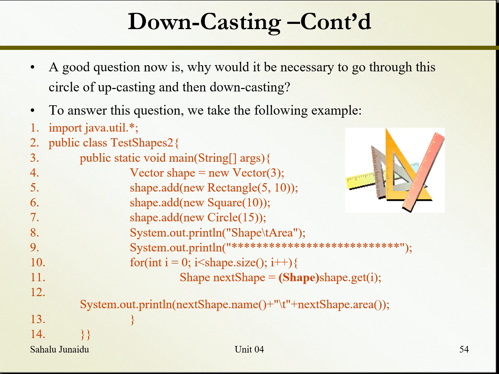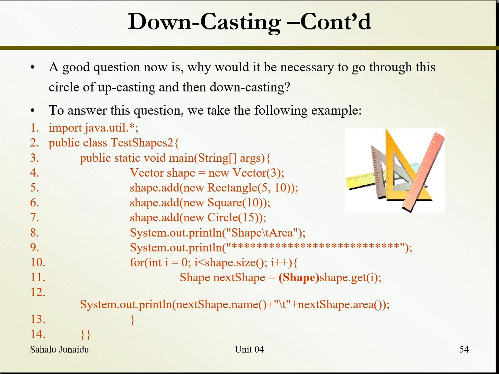This reference, remember, is of type what? Rectangle. Meanwhile, at this point in time, you have cast this rectangle to be of type shape. But now we want to change it back to something. So here we say shape.get(i). This shape.get(i) is now of type what? A shape, but shape is converted to what? A vector. So the shape is of type vector.